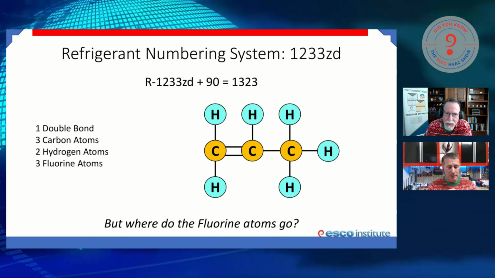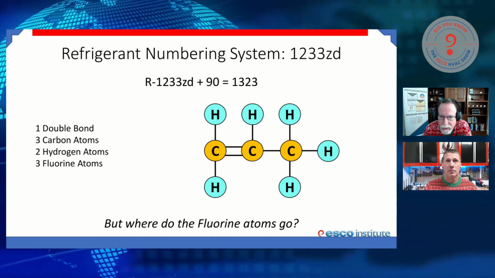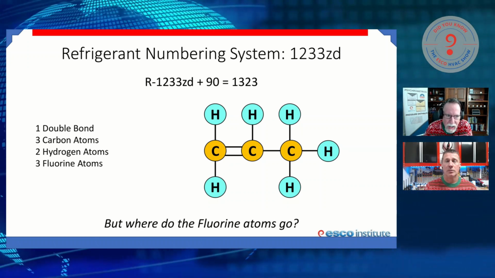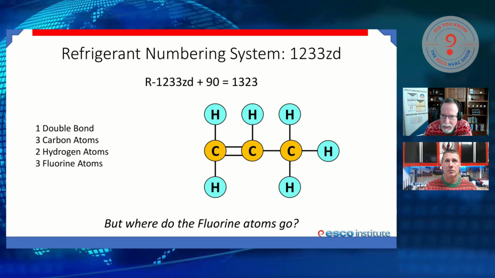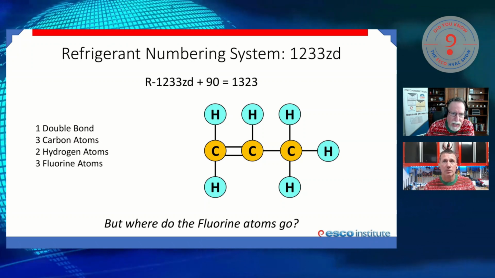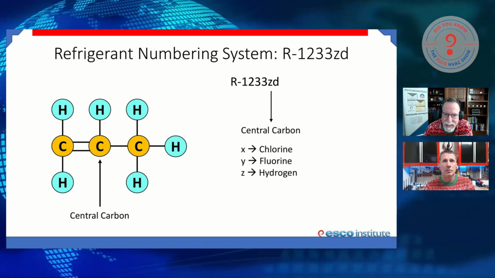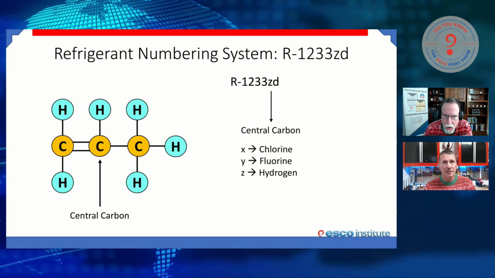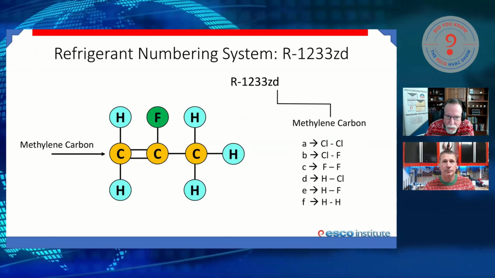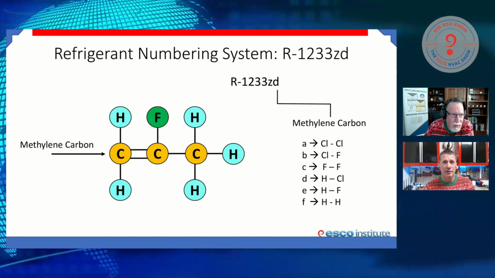Kind of interesting stuff. That's pretty cool. Yeah, 1233zd, same deal. Let's look at it. 1233 plus 90 is 1323. We have 1 double bond, 3 carbon atoms, 2 hydrogens and 3 fluorine atoms. So again, where do they go? That first z means that the central carbon is bonded to hydrogen. And the d means we're bonded to a hydrogen and a chlorine, so it substitutes 1 hydrogen with a chlorine.